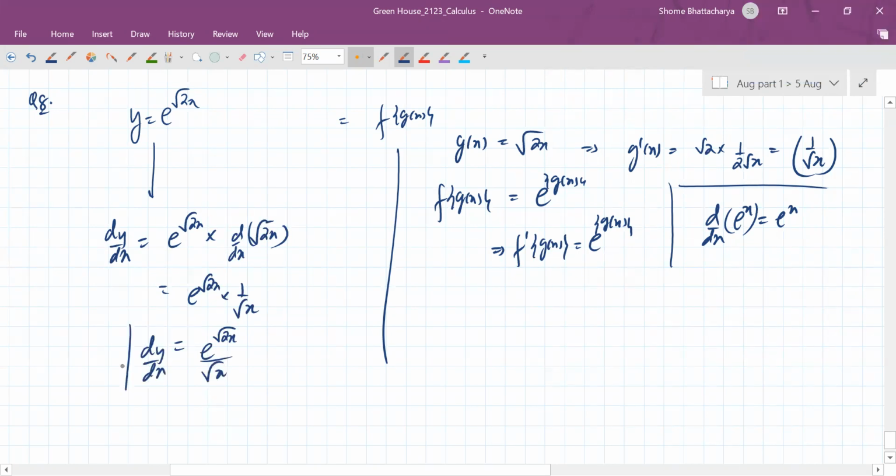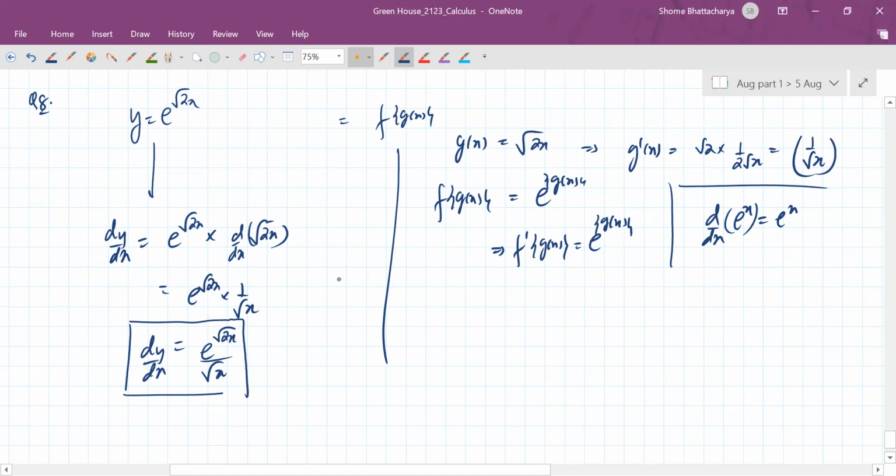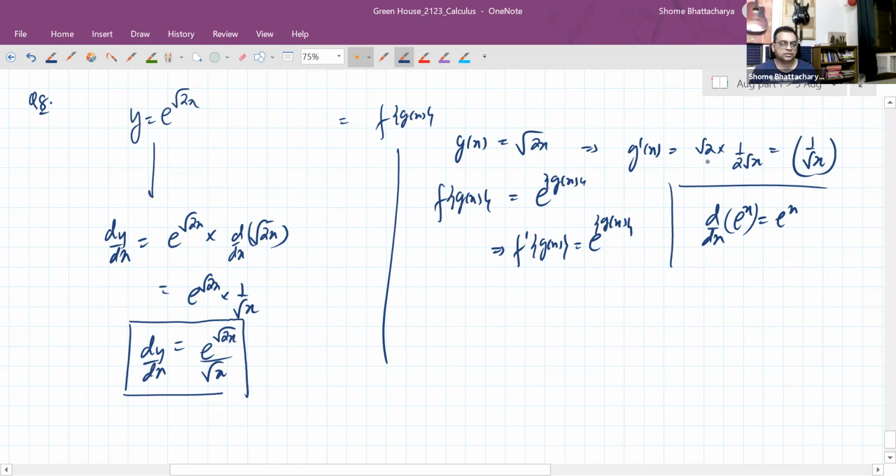But 2 root x, right? Root 2x. So there you multiply root 2 by 1, so it will be root 2. Root 2 into root 2 is 2, sir. Oh, sorry. Yeah, root 2 by 2 will give you another root 2 in the denominator, right? So this will be square root of 2x, right?